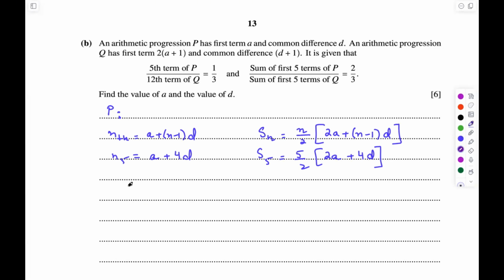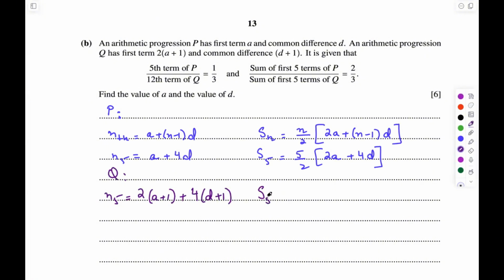Now for Q, the expression for the fifth term will be, as A is 2A, so in place of A we will write 2A. As it is the fifth term, that will become 4, and D is D plus 1, so we'll write D plus 1. So that becomes A plus n minus 1 into D, and in place of A, we write 2A, and in place of D, we write D plus 1.